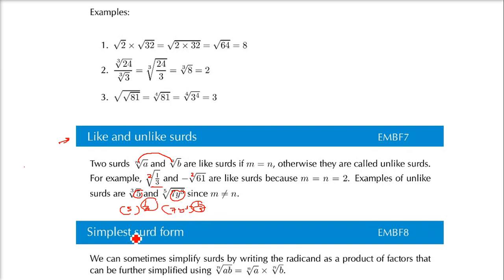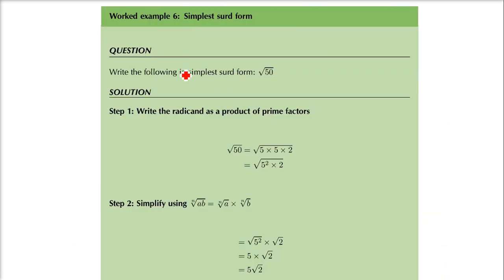And what we can do here is we can write the simplest surd form. That is, if you have nth root of ab, we can always write it as we have already seen, nth root of a and nth root of b. So this is how we can write. I'll take an example of this. Write the following in the simplest surd form. So how to write this as simplest surd form?